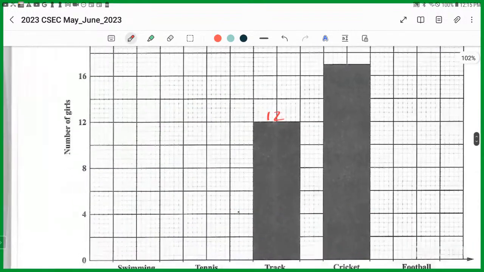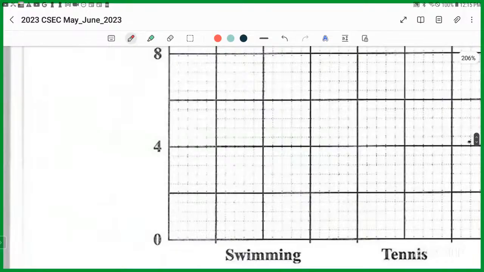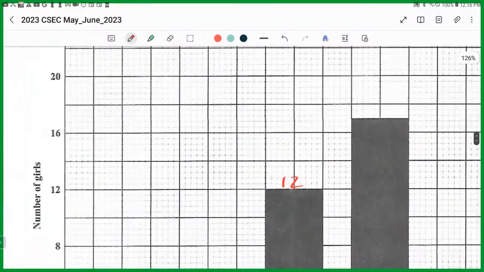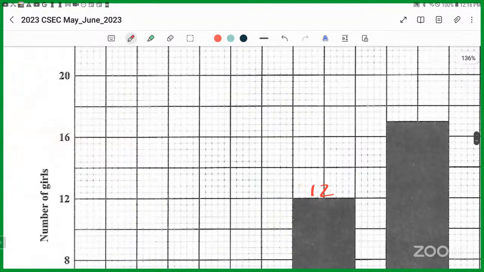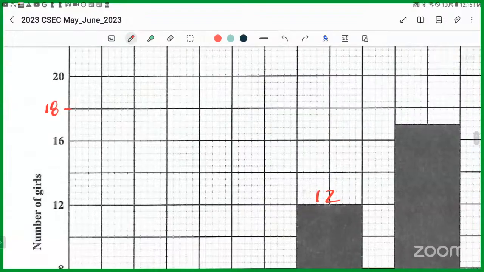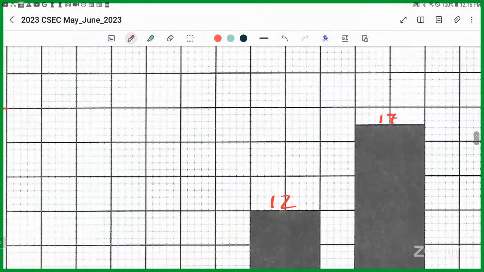Let's read the scale of this graph. There are how many lines up to here? Right here says 2. So right here says 1. Remember, the number of girls. So right here is 1. Right here is 3. Right here is 6. So right here is 5. Right up here is 18. So right halfway here must be 17. Let's establish that. So that's 17 we have so far.